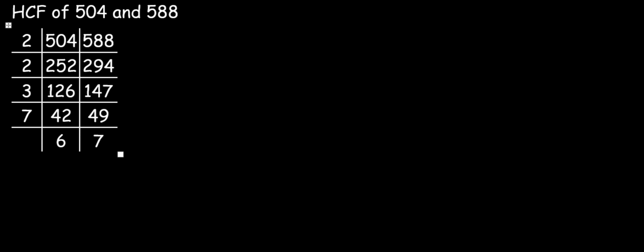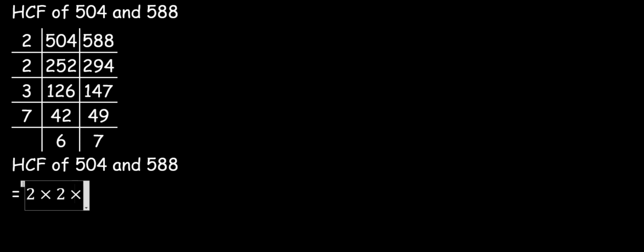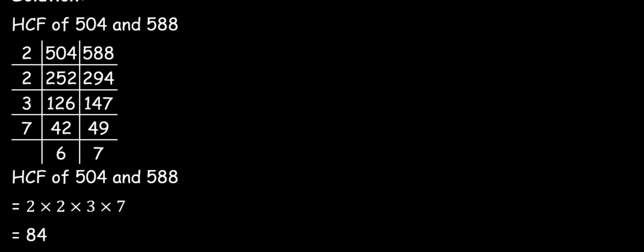That is how far we can go. If we pick any other prime factor to divide through, we have a remainder. You cannot divide the two numbers. So the HCF of 504 and 588 is equal to 2 times 2 times 3 times 7. That is equal to 84. That is the last example on this subtopic, HCF of numbers.